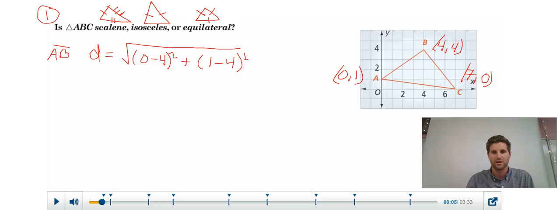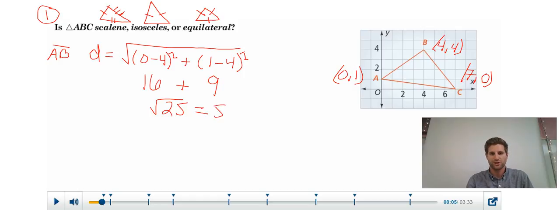Okay? So here we go. This becomes negative 4 squared, which is 16. Then 1 minus 4 is negative 3, so negative 3 squared is 9. Add them together, we get 25. And conveniently, we know what the square root of 25 is. It is 5.